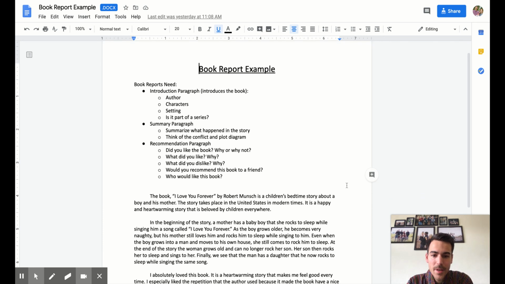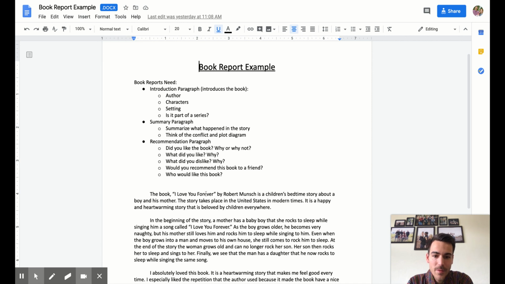So in this example here, you see that I tell you the title of the book, the author, say that it's a children's bedtime story, where it takes place, just basic information. I don't tell you what happens in the story yet. I don't say what it's about or what the conflict is or anything. That's going to come later in our summary. So you're just saying basic information. I just say it's about a boy and his mother. That's all. Don't even tell you what they do in the story.